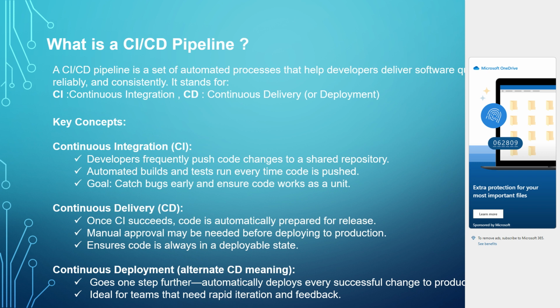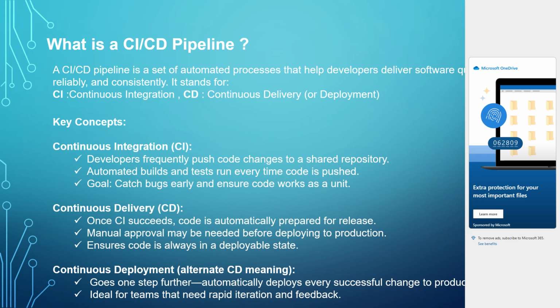After this, automated builds and tests run every time code is pushed. You can create a mechanism so that whenever you push the code, it builds and tests it. Here the goal is to catch bugs early and ensure code works as a unit. So simply, continuous integration focuses on catching bugs early and ensuring the code is complete and does not have any issues.